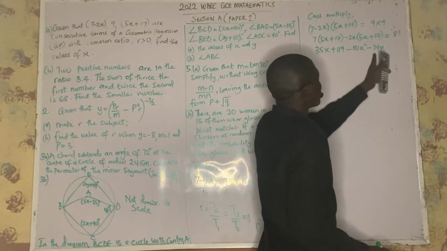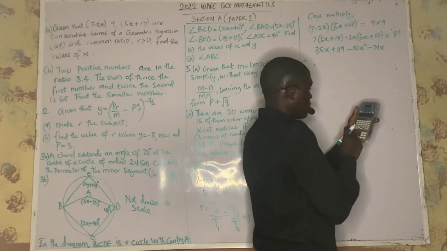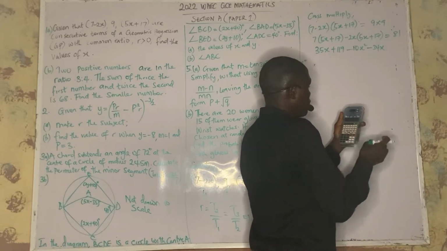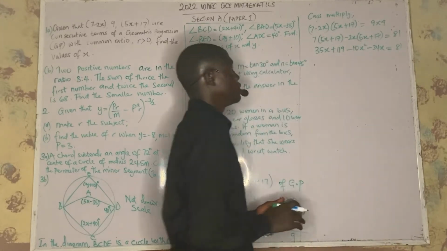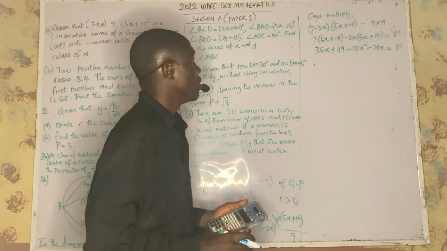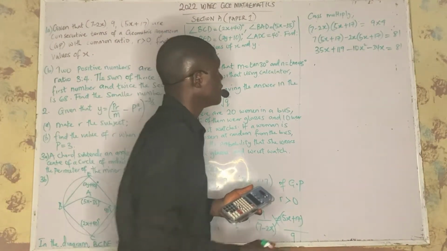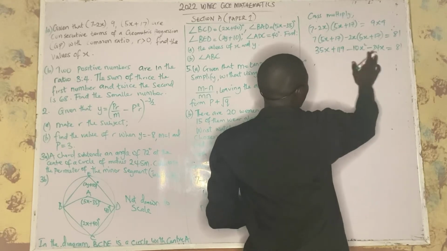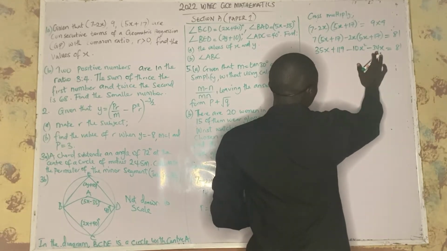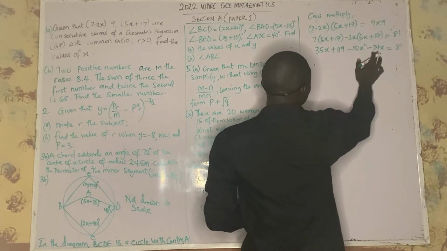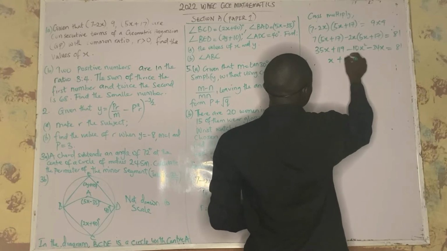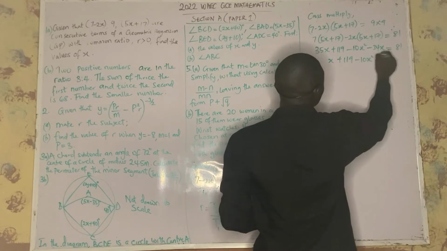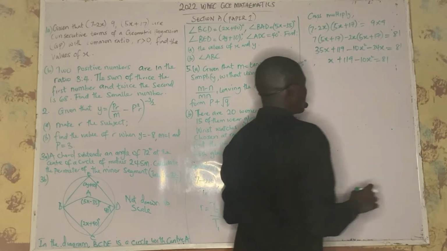So it's going to give us minus 34x, that's 2 times 17 is 34, equal to 81. Now the next thing is to collect the like terms. We can easily simplify this by saying 35x minus 34x, which gives you ordinary x, plus 119 minus 10x squared equal to 81.